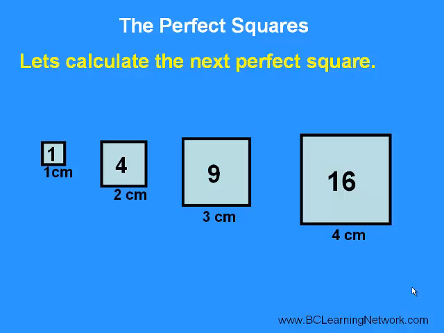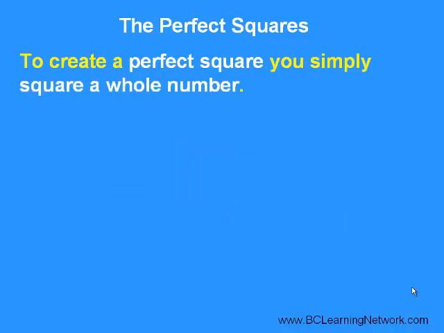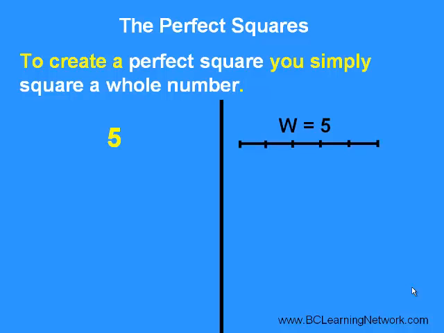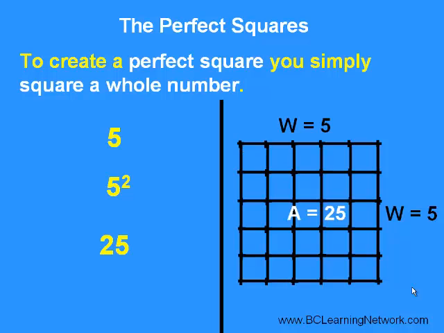What would be the next perfect square to come after 16? To create a perfect square, you simply square a whole number. The next whole number after 4 would of course be 5, which would correspond to a square having a width of 5. We'll square 5, which we know means 5 times 5, which of course is 25. And this would correspond to a square having an area of 25 unit squares, or 25 square units.